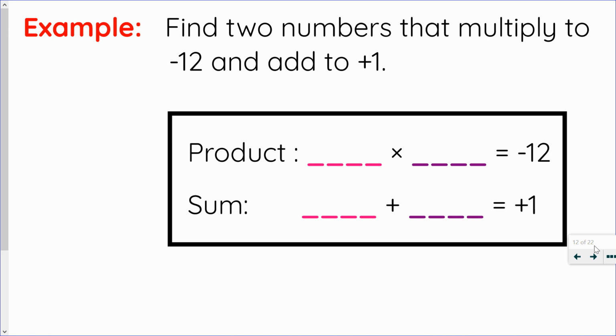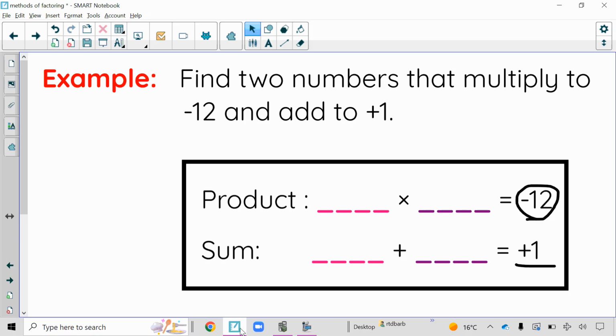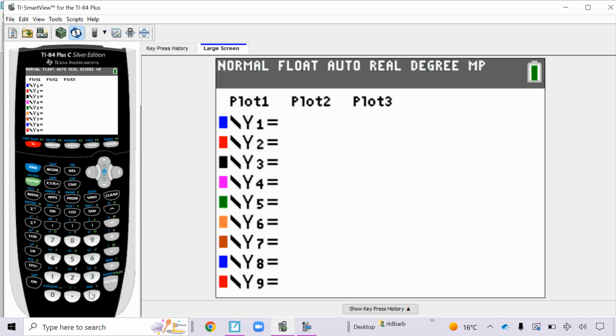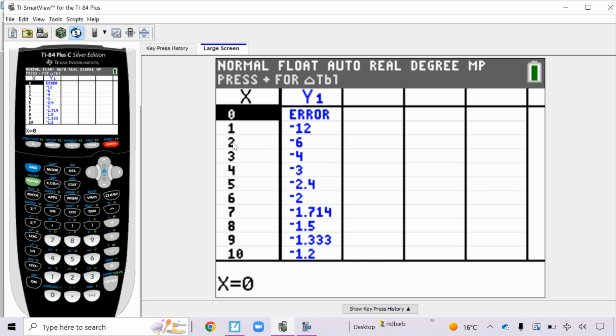So let's go ahead and do this question again. We know what the answer is by doing it by hand. Let's verify that on the calculator. So two numbers that multiply to negative 12 and add to positive 1. Since they multiply to negative 12, I'm going to go into my y equals and enter in negative 12 divided by x. This is going to tell me all the factors of negative 12. I'm going to go into my table by doing second graph, and these are all the factor pairs of negative 12. So 1 times negative 12, 2 times negative 6, 3 times negative 4, etc.